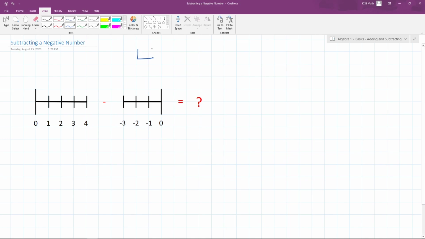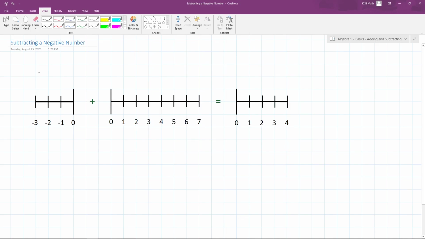What about 4 minus a negative 3? Does it make sense in your head to take away a negative number? No, it does not. But look at this. If we start from a negative 3 and then add 7 units to it, we end up with a positive 4. We could say that this 4 is made up of a negative 3 component and a positive 7 component.